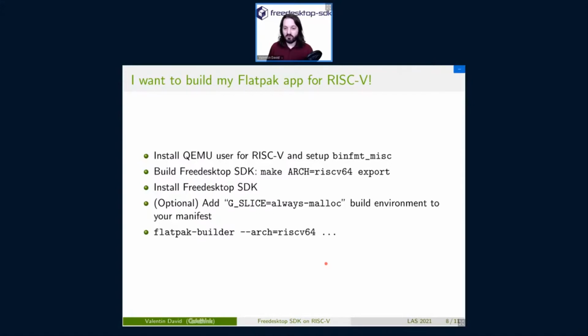The second thing is that you will have to build Freedesktop SDK. For the moment, the Freedesktop SDK runtimes for RISC-V are not published yet, so you will have to build it on your own. Then you will get a repo, and you will have to install it on your computer. And then, depending on whether you use Rust, for example, you will probably have to define the same environment variable that we used in your manifest. And then you just have to call flatpak-builder and say you want the right architecture, and then it will build. And then you can test.